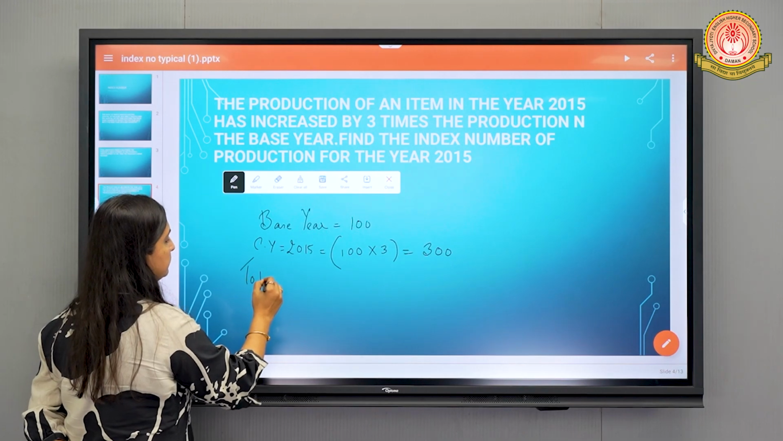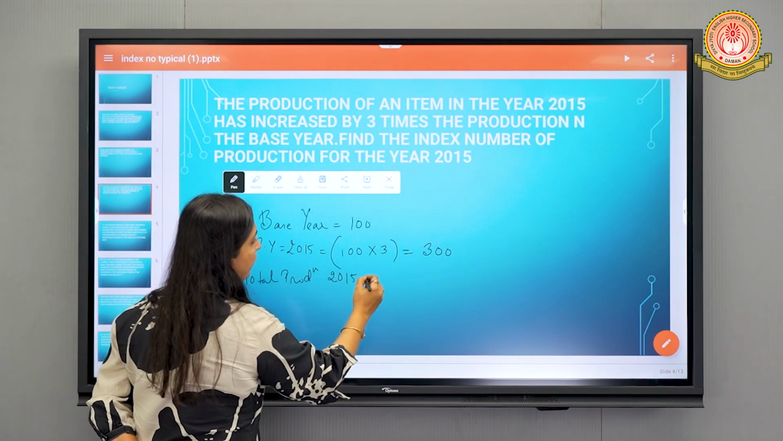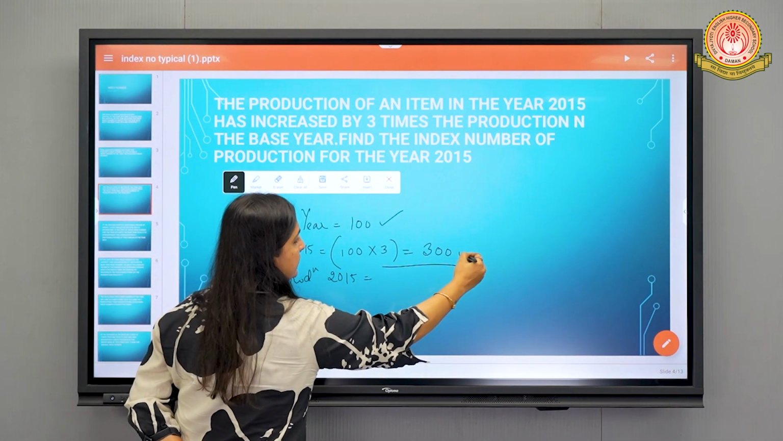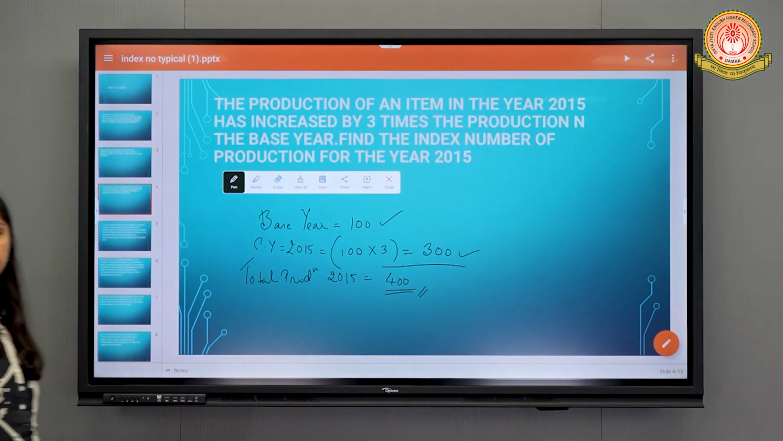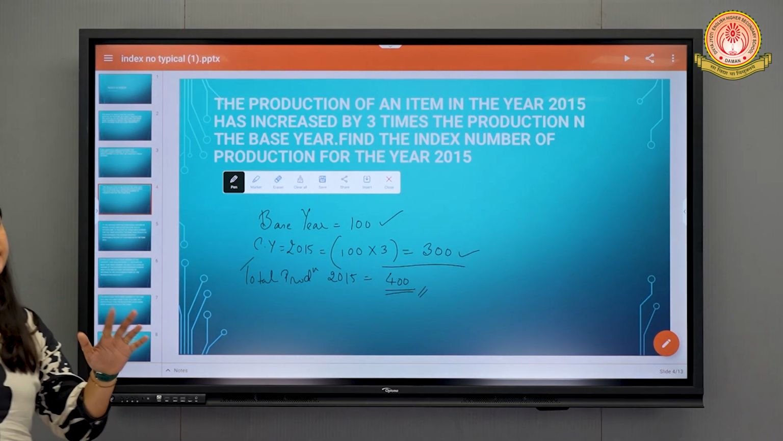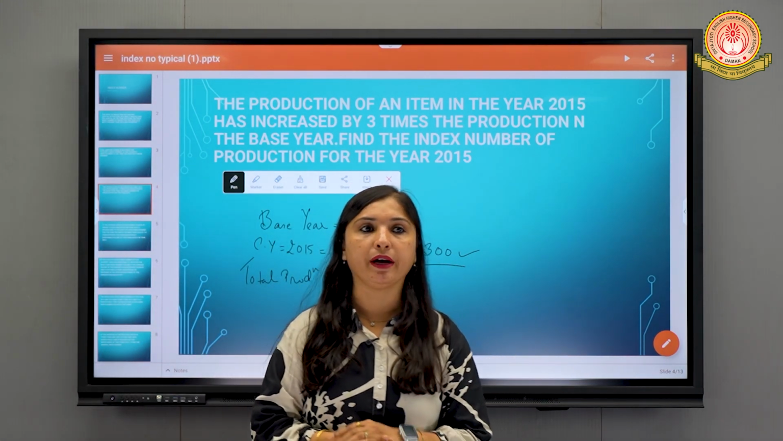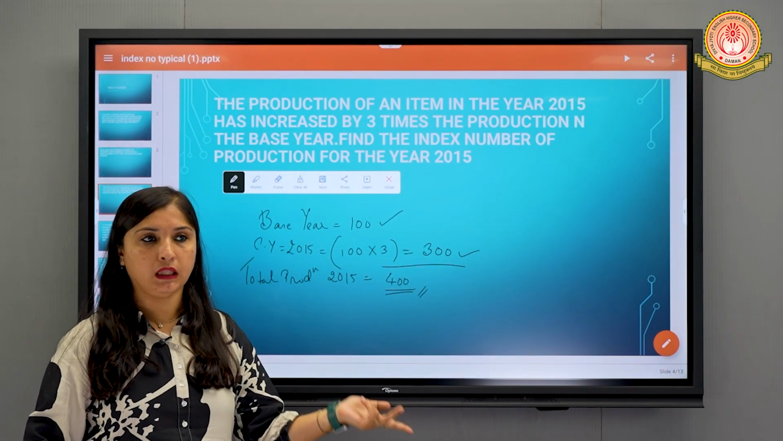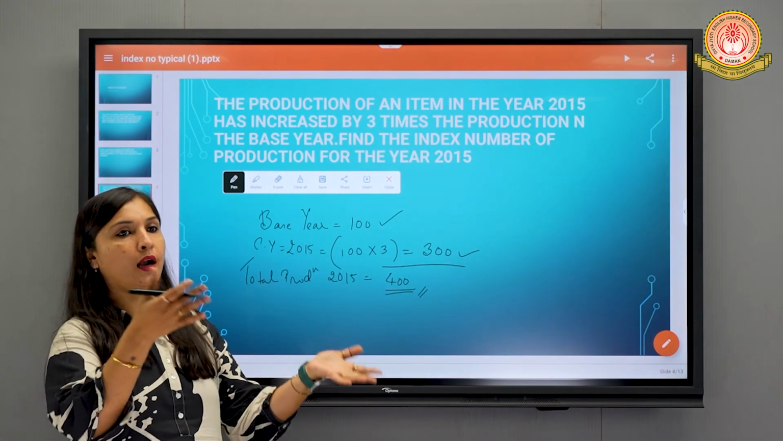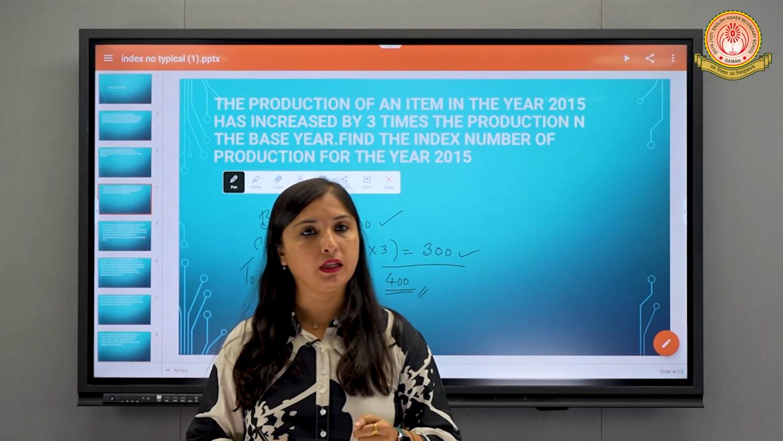So we have to find the total production for the year 2015. Total production for 2015 will be this base year production and this current year production. Total production will be what? 400. Is it clear to everyone? If the base year is not given, what do we assume base year as? 100. So 100, and the current year was 3 times that of the base year. So we multiplied it by 3, and total production we had to find. So 100 plus 300, that will be 400. Is it clear to everyone? Yes? Very good.